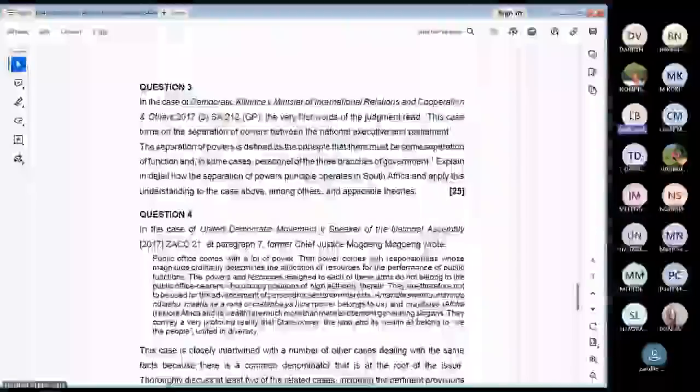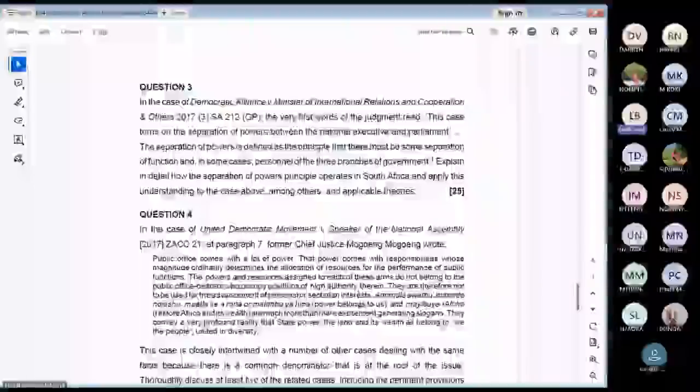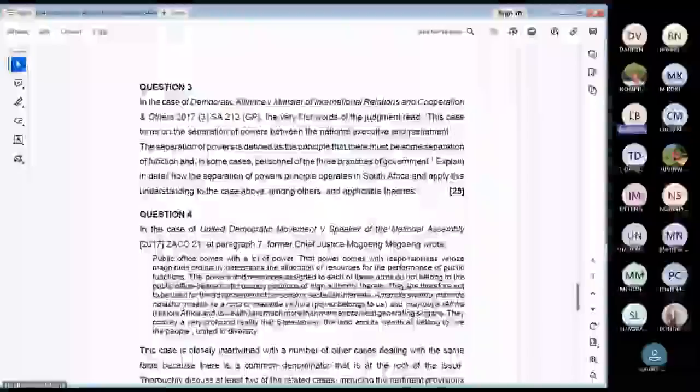Okay, so define what the question requires, give the relevant case law, explain the case law, and then refer to the case law that you are given, like for this one, the DA one.